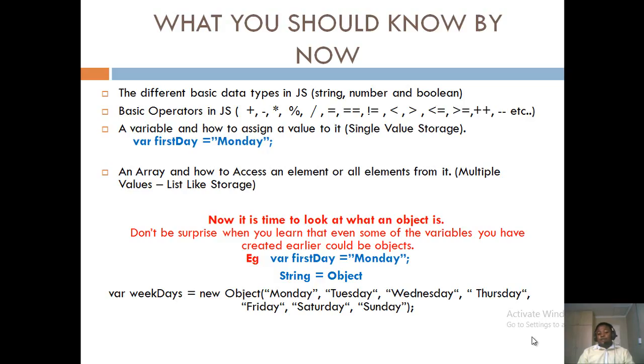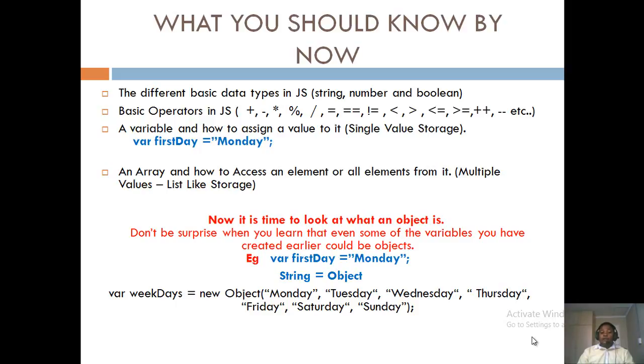Okay, so before you continue watching this video, I'm going to assume that you understand certain things in programming. For example, you understand the notion of data types in JavaScript. For example, you know the difference between a string and a number, and you also understand what we mean by the Boolean data type.